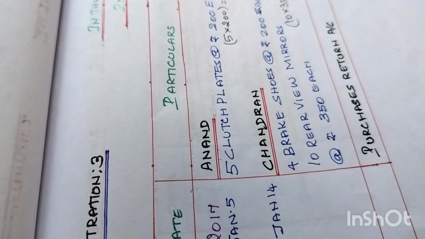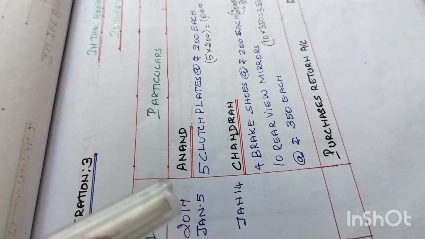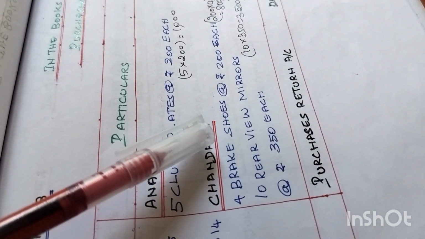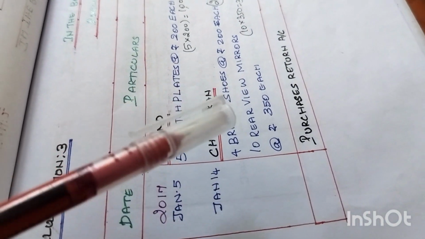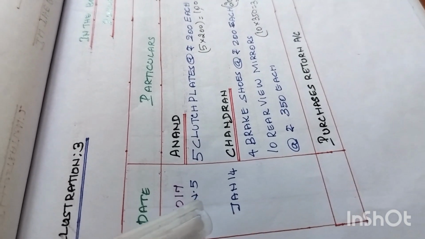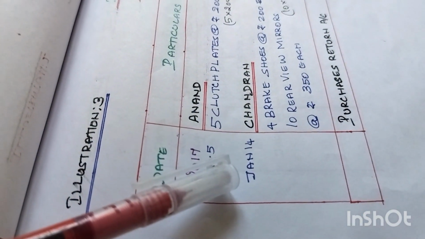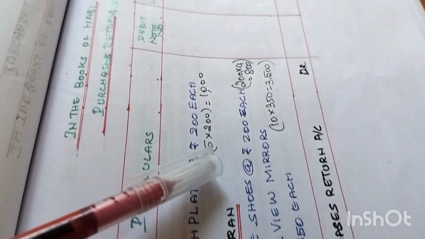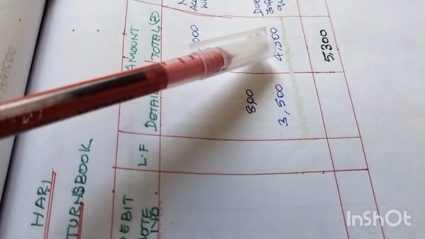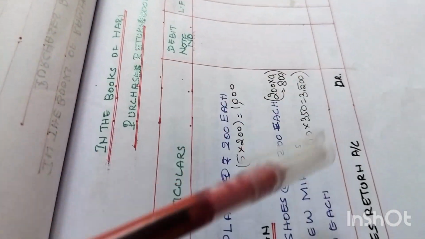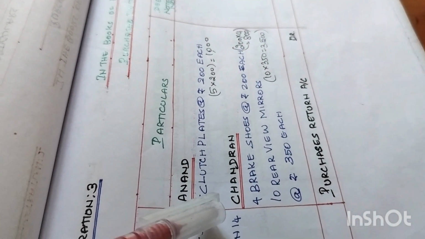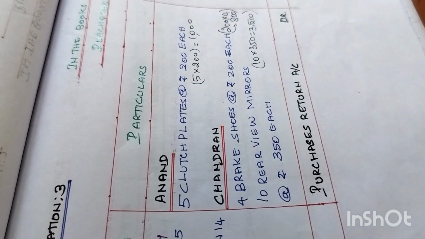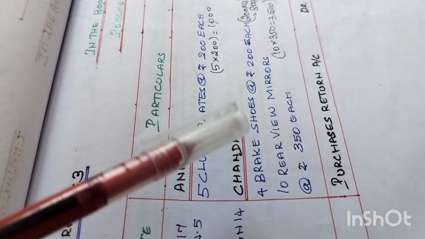Okay. Then what account are you going to post into the ledger account? That is Chandran account. Okay. When did you return goods to Chandran? That is January 14. How much worth of goods did you return to Chandran? 4300 rupees. What is the journal entry for Chandran? That is Chandran account debtor to purchases return account. Okay. Where is Chandran? Chandran is on the debit side.